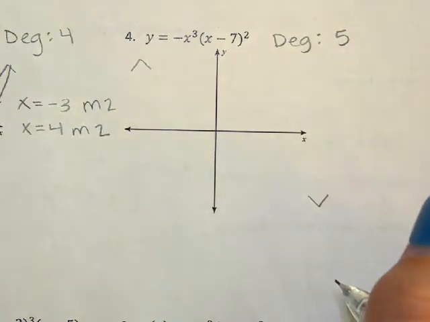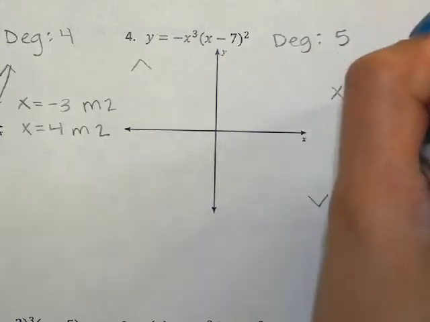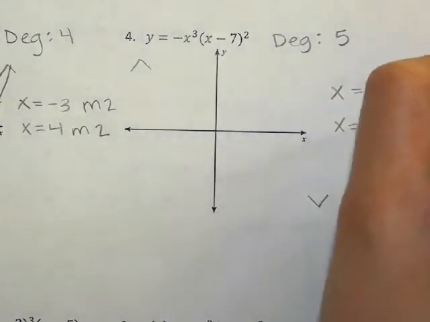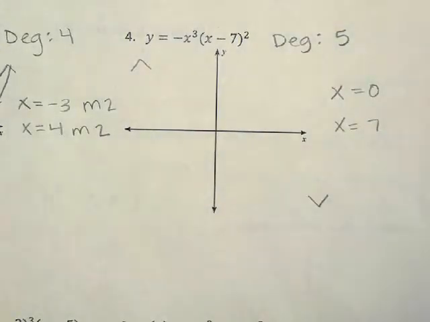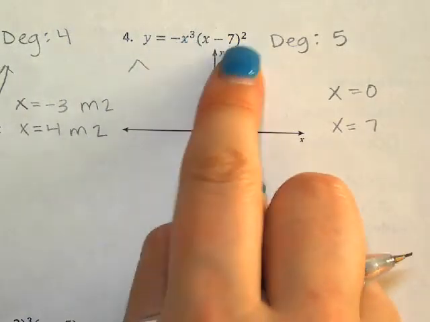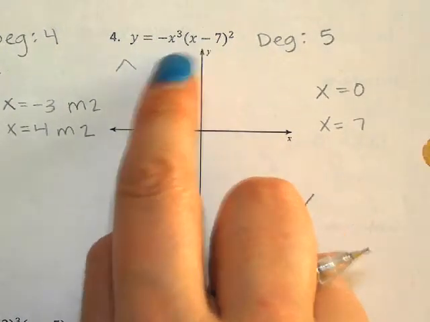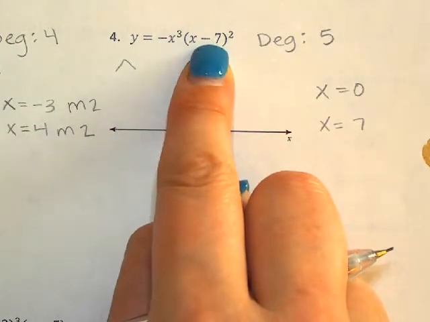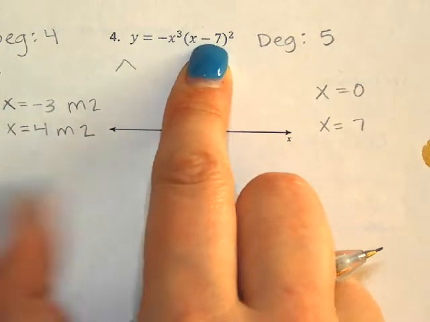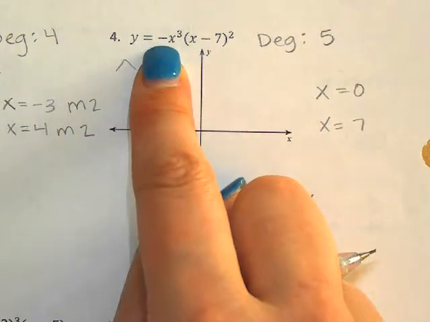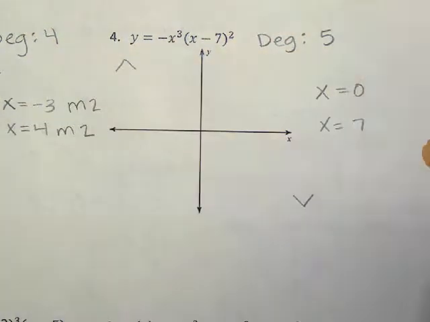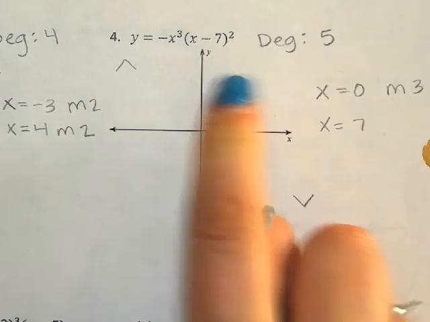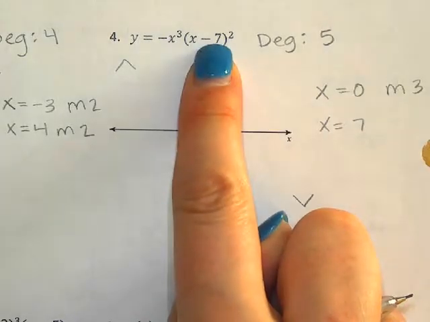What are my x-intercepts? X equals 0, x equals 7. It's just thinking about the factors, how I would solve them. So anytime you have an x in the front, that's just 0. And then we did the opposite of the parentheses. Okay. All right, what's the multiplicity right here? 3. Multiplicity is 3. What's the multiplicity here? 2.